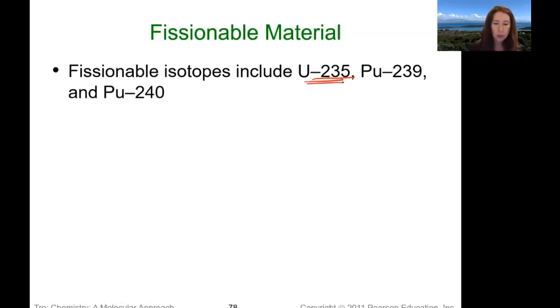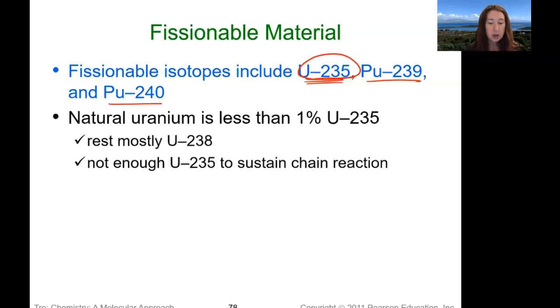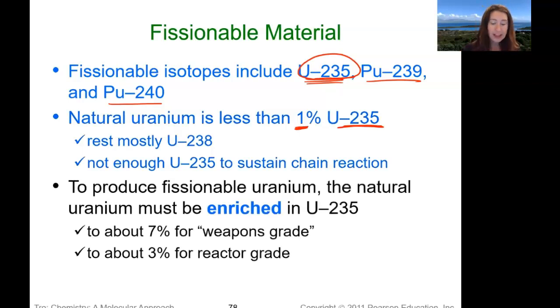The ones that we're just going to talk about is uranium. These are also fissionable isotopes. So now, uranium in the ground, 1% uranium-235, and the rest is 238. Not enough to sustain a chain reaction. Now, a lot of times people, one of the big fears of nuclear chemistry is that it's going to blow up, it's going to make a nuclear explosion. It's not possible. The reason it's not possible is because there's not enough enriched uranium.